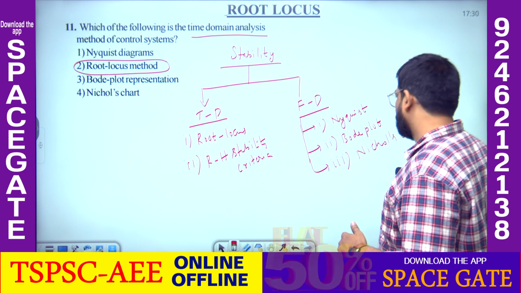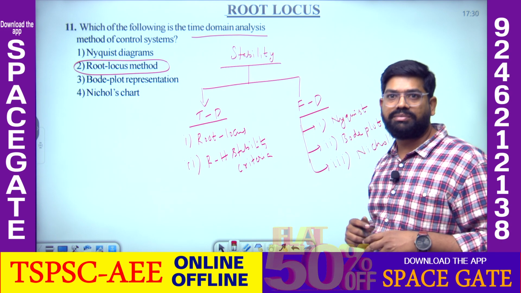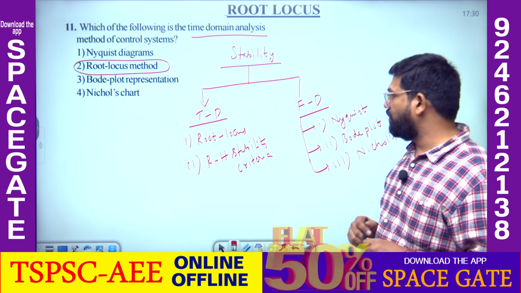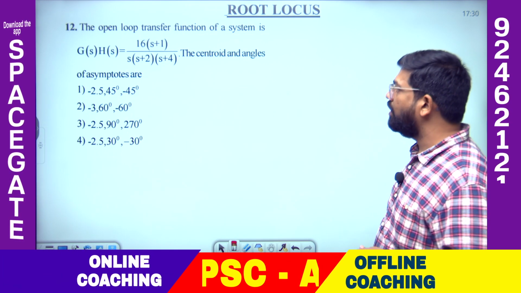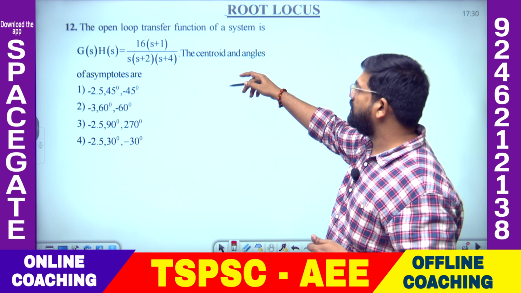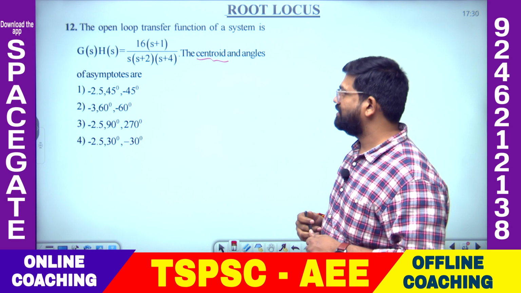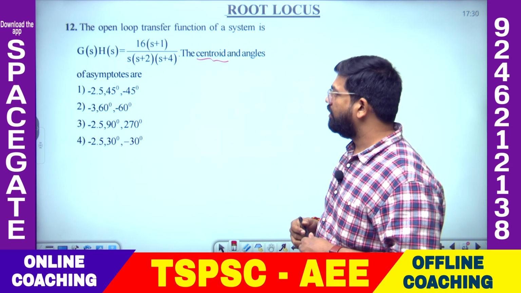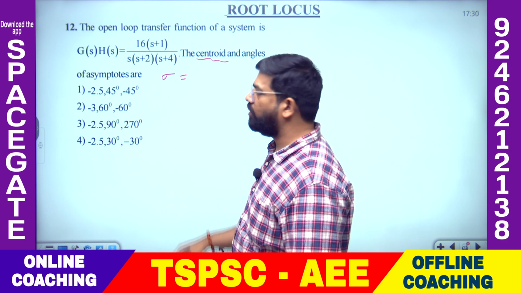Okay. So, for this question what is the correct answer? Root locus method is related to time domain. Okay. Move on to the next question here. The open loop transfer function is given and he is asking for both centroid as well as angle of asymptotes, right. If you observe here, just before we had given the centroid relation, what is that?